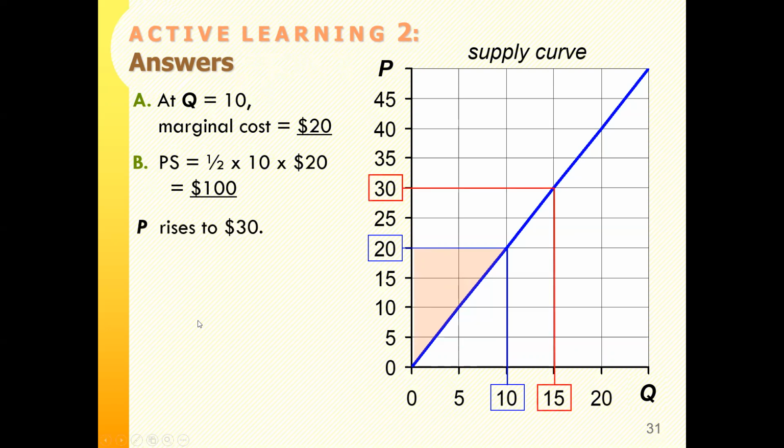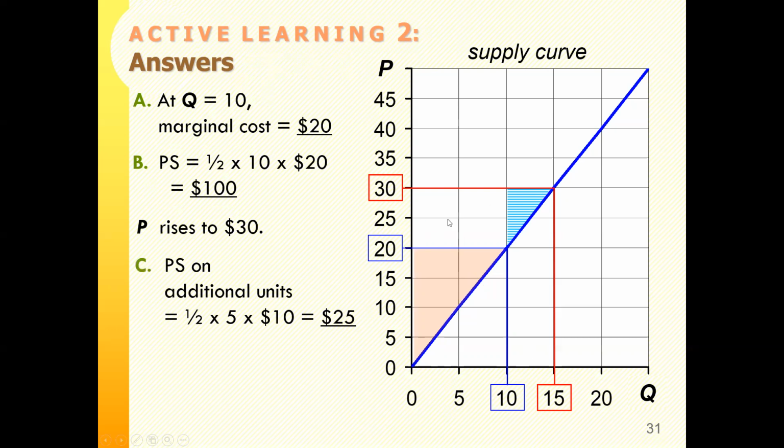Now, when price rises to $30, we can see that quantity increases from 10 to 15. So there's an additional 5 supplied. Now, the producer surplus on this additional 5 units is $25. So the base of this additional 5 supplied is 5, and the height of the triangle, as we can see, is the difference between 30, which is the new price, and the initial price of 20, which is 10. So half times 5 times 10 is equal to $25.